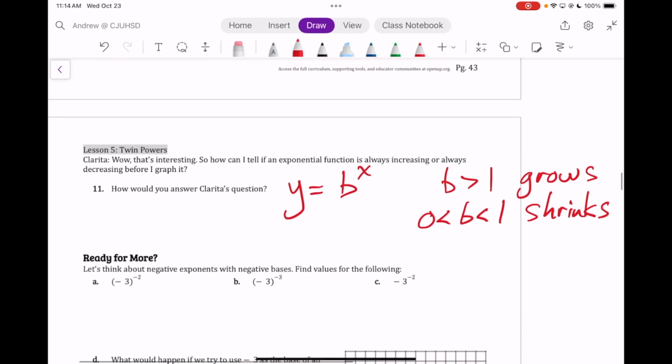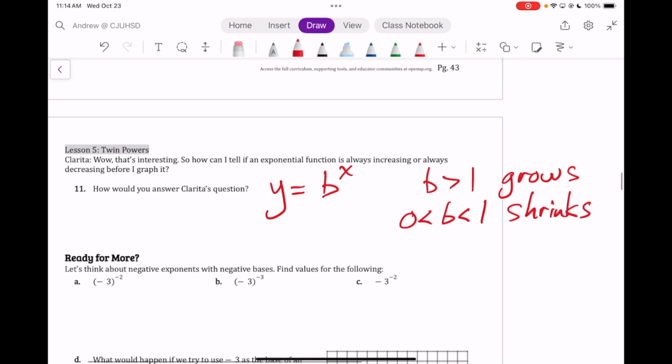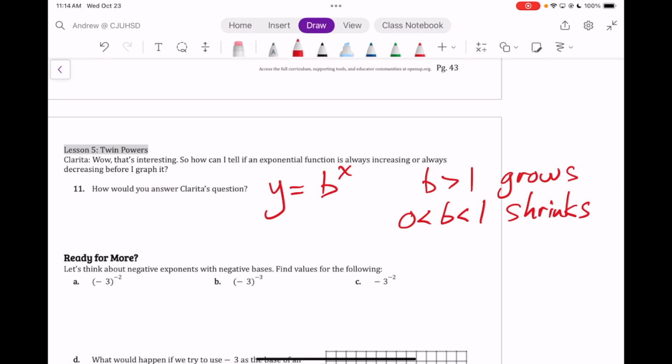So Clarita says, wow, that's interesting. How can I tell if an exponential function is always increasing or always decreasing before I graph it? Well, if the equation looks like this, then if the b is greater than 1, it's growing. And if the b is between 0 and 1, it's shrinking. We'll emphasize that when we look at the takeaways on this. And it might be helpful to also play around with this a little bit on Desmos.